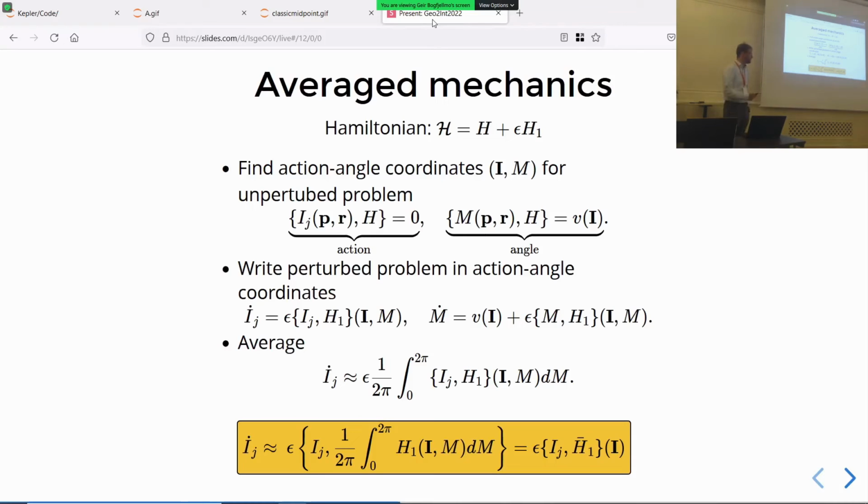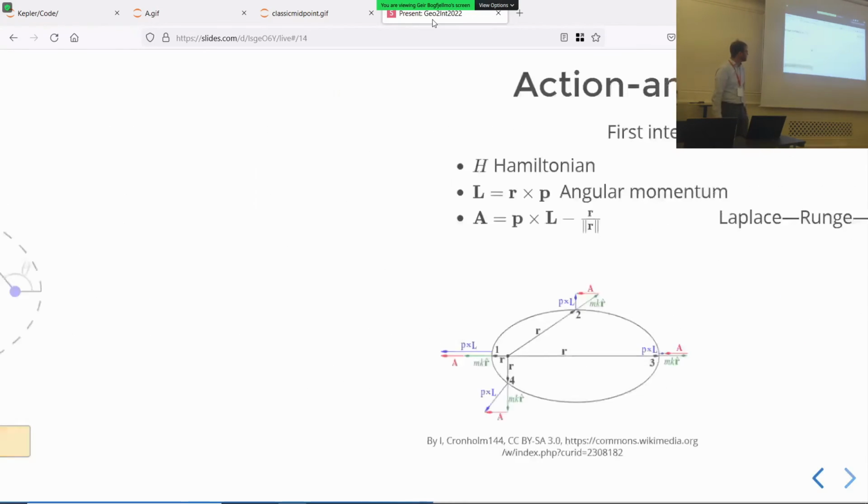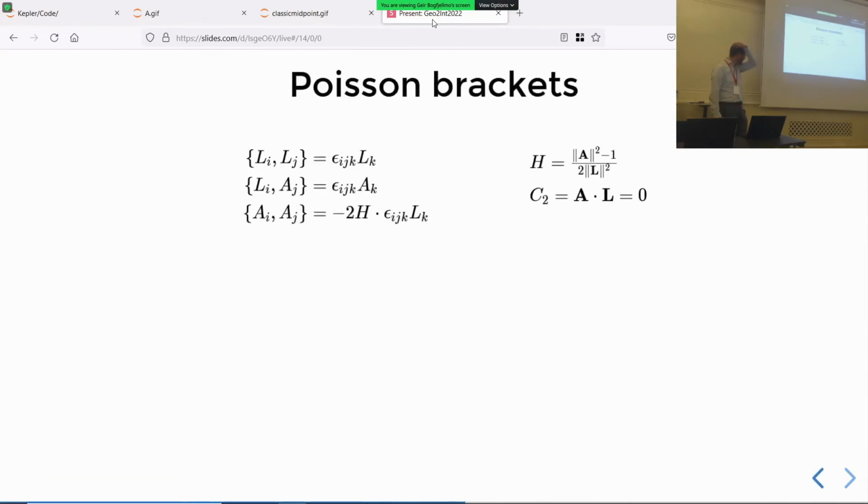Yes, I was also confused about this. Wait, why does this always commute? And then you realize it's actually from the averaging.